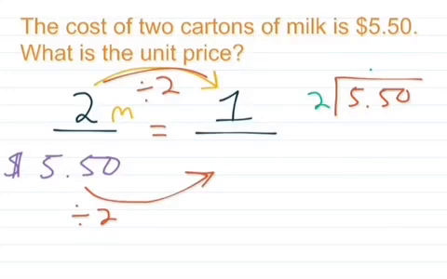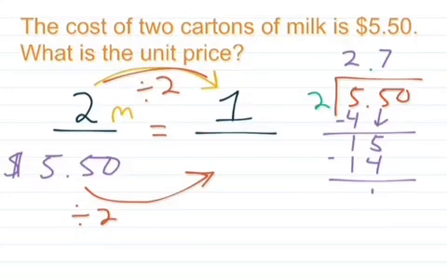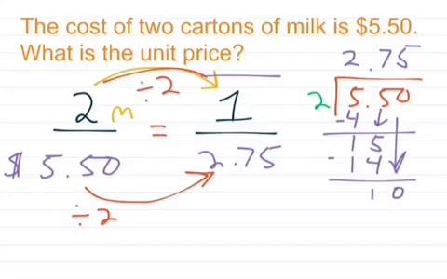But if I solve this, 2 goes into 5 2 times. I get 4. Subtract to get 1 with 15. 2 goes into 15 7 times. 2 times 7 is 14. When I subtract, I get 1 and bring down the 0. And then 2 goes in 5 times. So half of $5.50, of course, is $2.75. So the unit price, unit rate, is going to be $2.75 for a carton of milk.